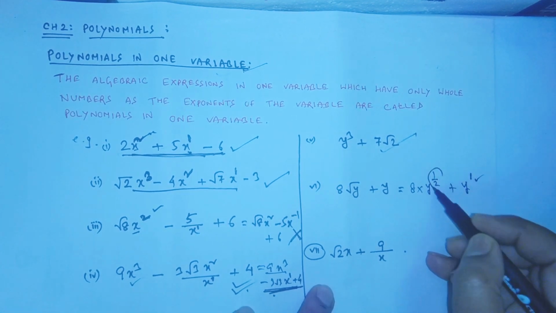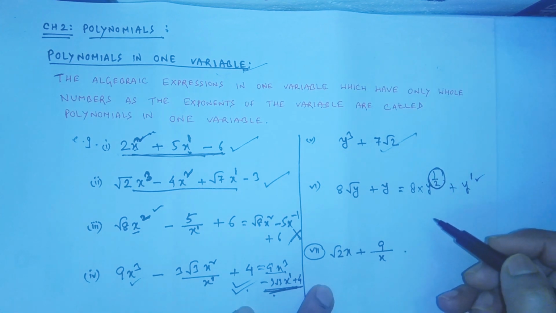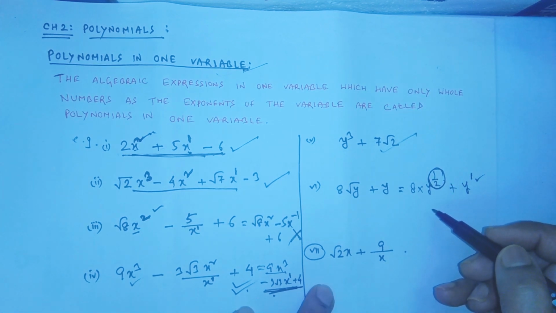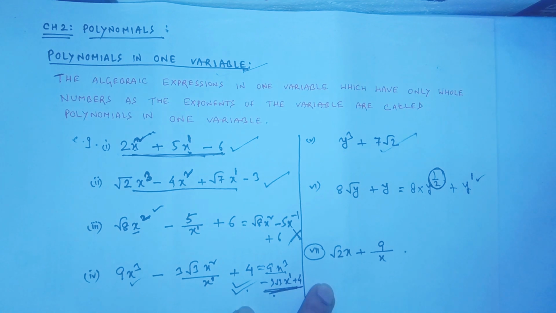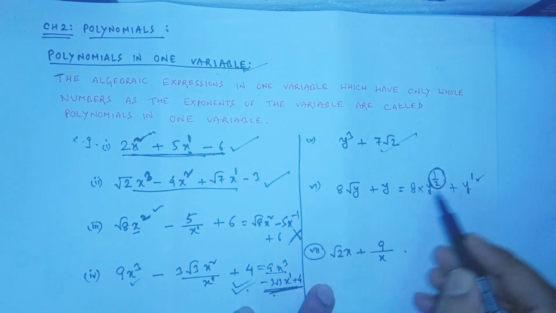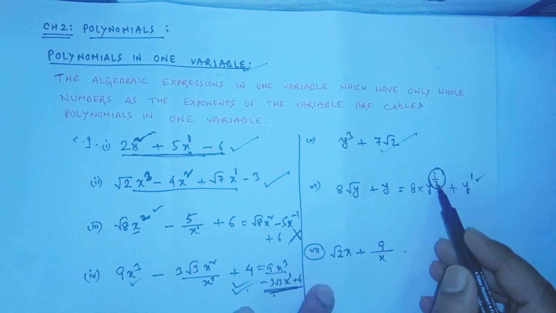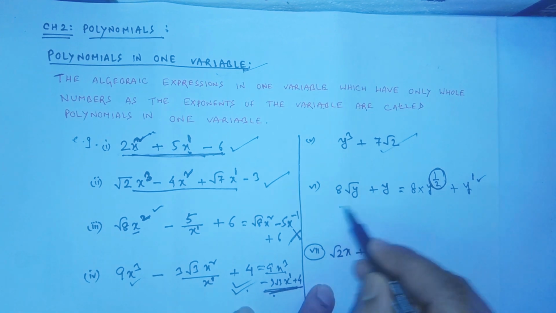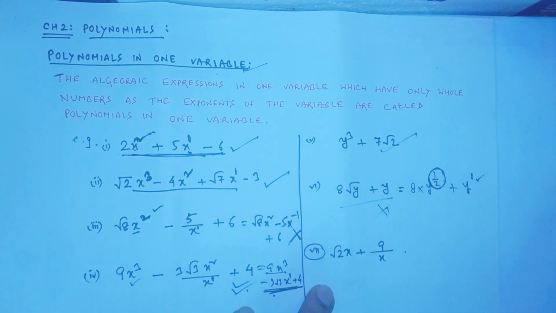In this y, the exponent is half, which is not a whole number, because the first whole number is 0, then 1. We do not have half in the whole numbers, so this half is not a whole number. Clear? That means since the exponent is not a whole number, this is not a polynomial. I'm taking the last example.